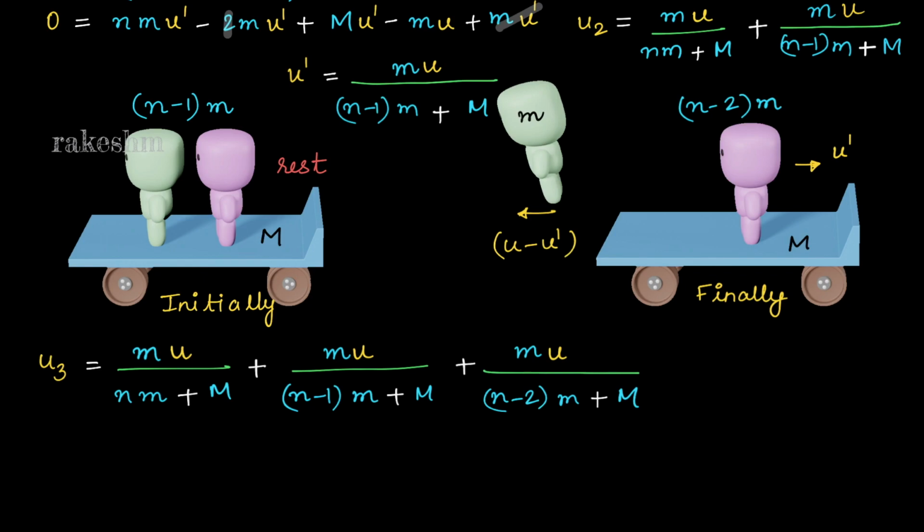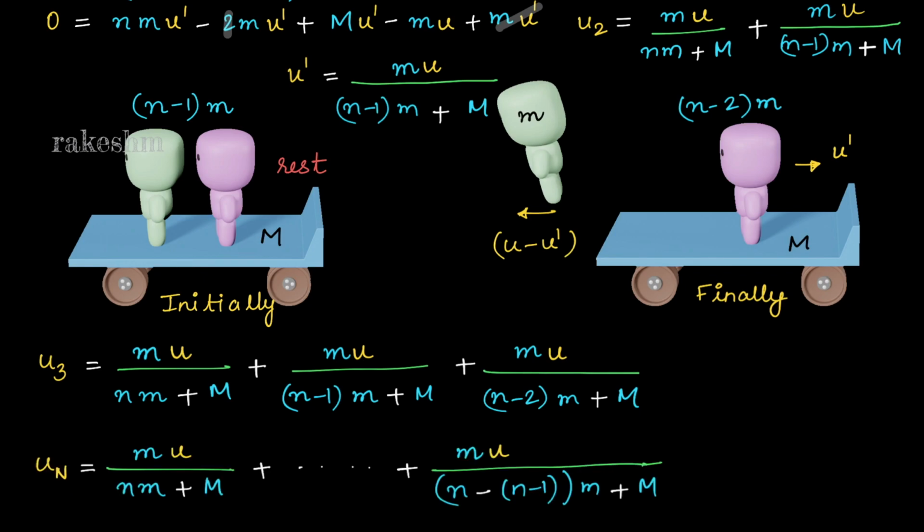See, this whole thing is u2 plus one more term which will have an n minus 2 here. Now let us write un, which is the speed of the cart after all the persons have jumped off one by one. So we can write un as, see, mu by nm plus M is the first term. So first term I'm writing it here. You see, all these are the same. mu is the same and capital M is the same everywhere. The only term that is changing is this one.